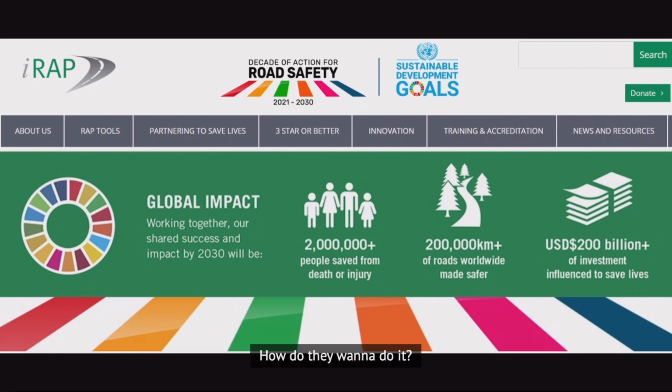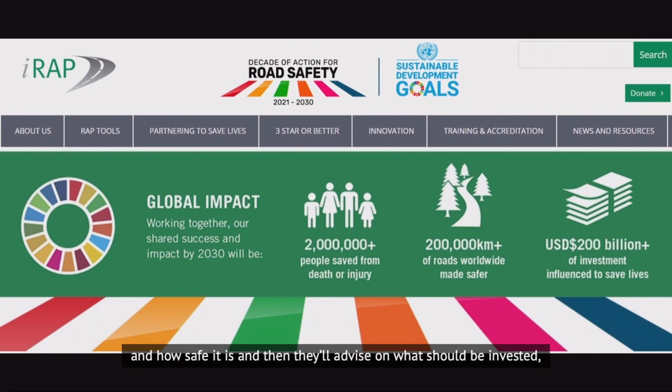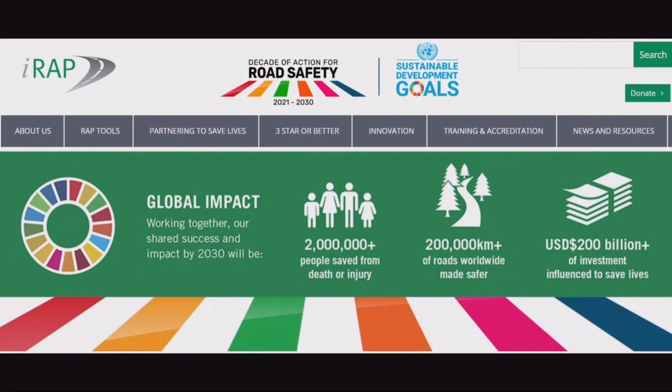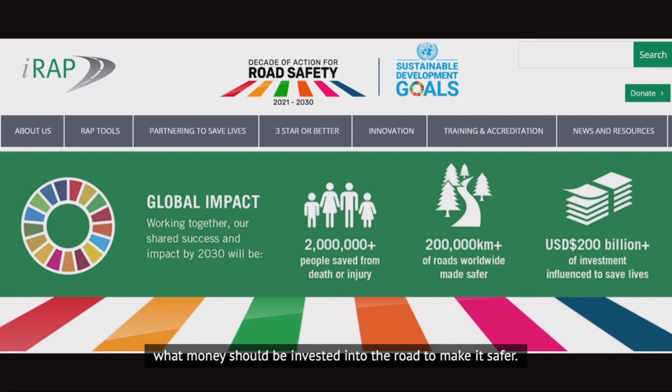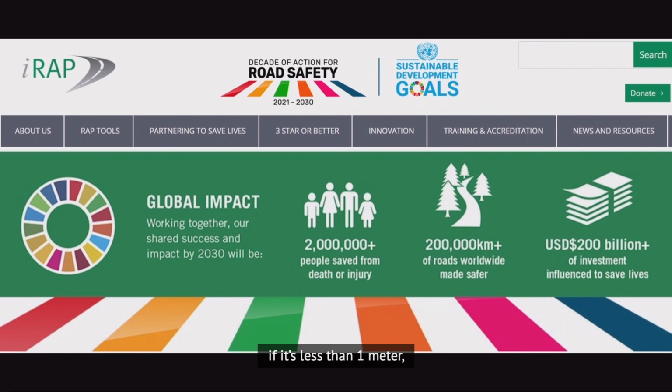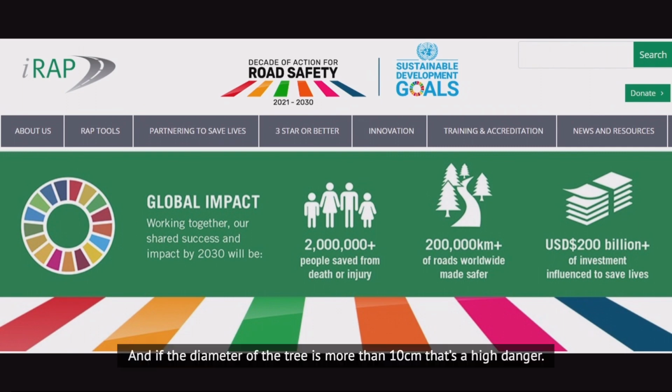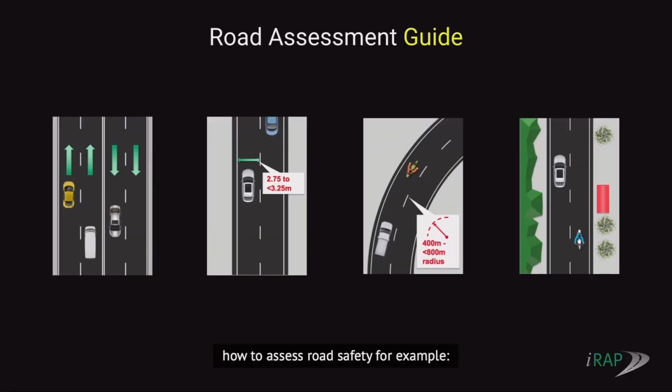How they want to do it is they have defined a framework for how to assess a road and how safe it is. And then they advise what money should be invested into the road to make it safer. They have a lot of statistical data, so they can correlate that if the tree on the side of the road is less than 1 meter away, and if the diameter of the tree is more than 10 centimeters, that's a high danger. The good thing is that they have defined a very detailed framework for how to assess road safety.